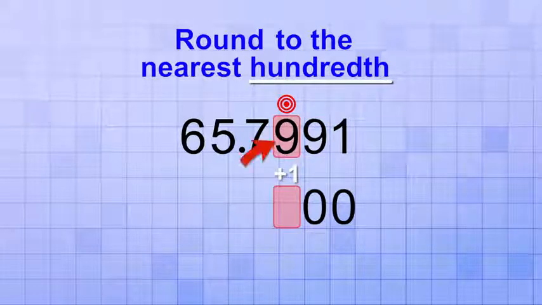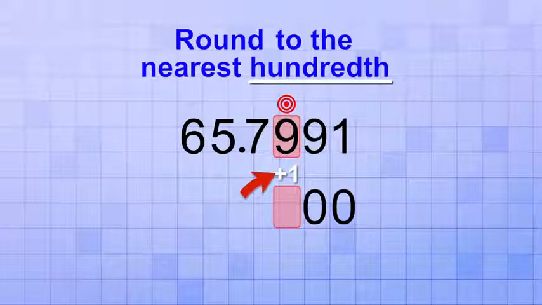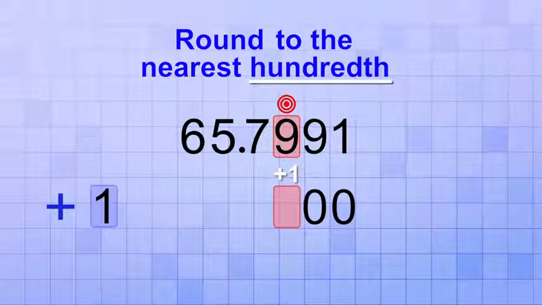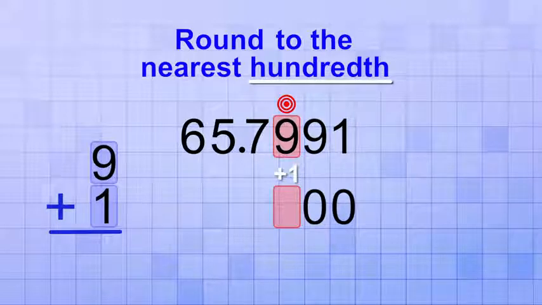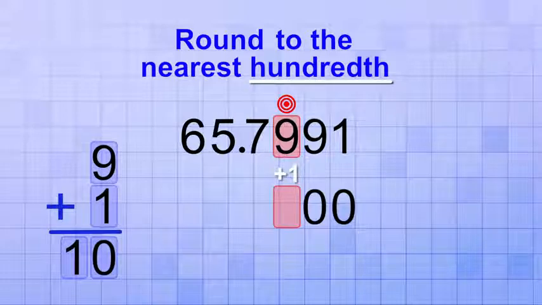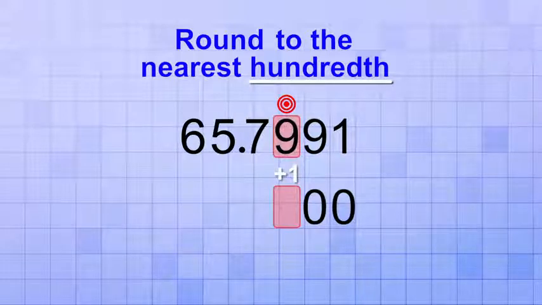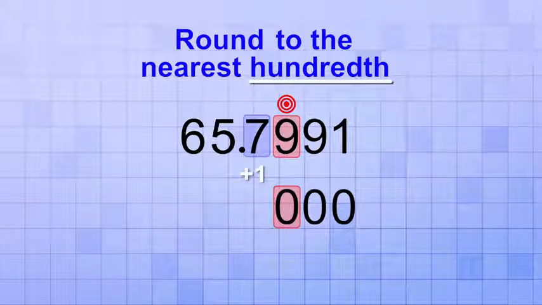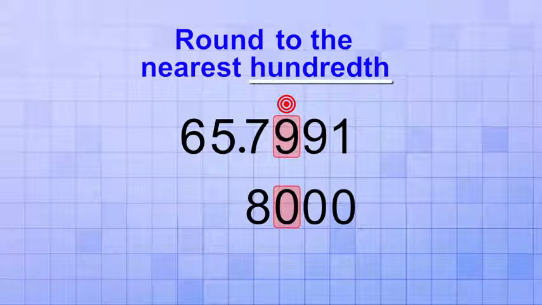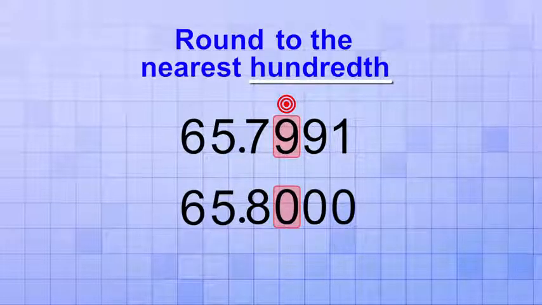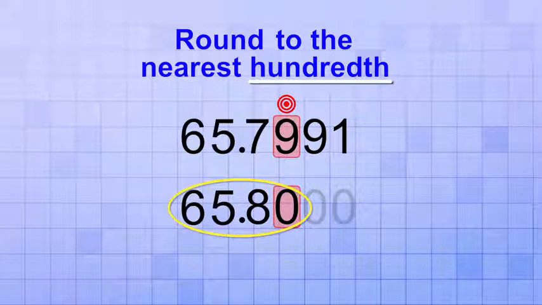But since the target digit is already a 9, raising it by 1 is a little more complicated. When you add 1 to a digit that's already 9, you need to change it to 0 and increase the digit in the next bigger number place by 1. So that means that our target digit will become 0, and we need to increase the digit in the next bigger number place. That digit is a 7, so we'll increase it to an 8. The rest of the digits in the original number will be kept the same in the rounded version. So our rounded version will be 65.80.